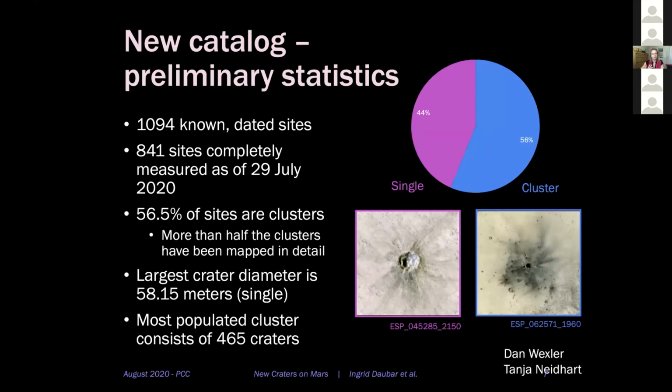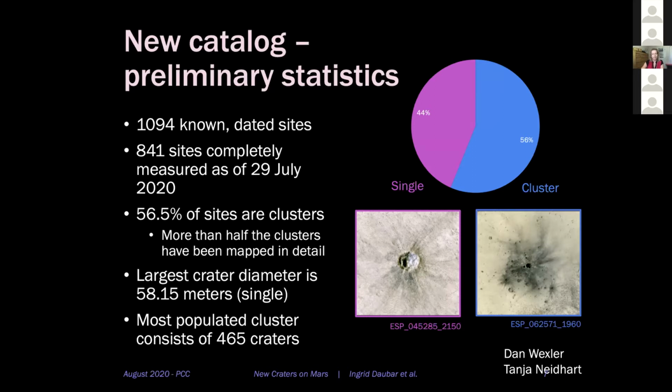So just some preliminary statistics. This will all probably change because we're finding new ones every day, but to update you on where we are so far. Right now we have almost 1,100 known dated sites. More than 800 of those have been completely measured and mapped out and categorized as of, I guess, just last week.